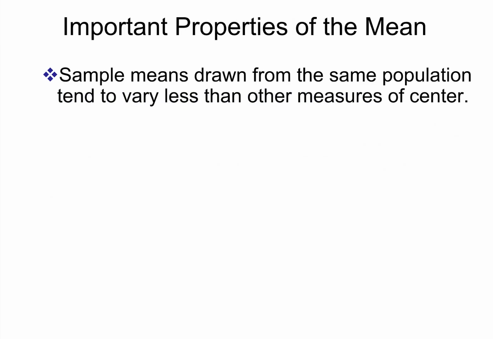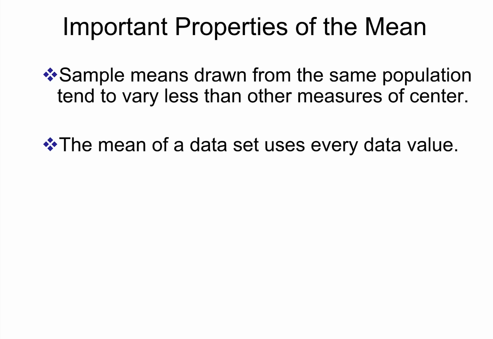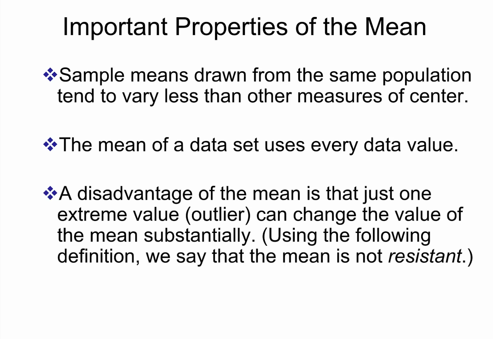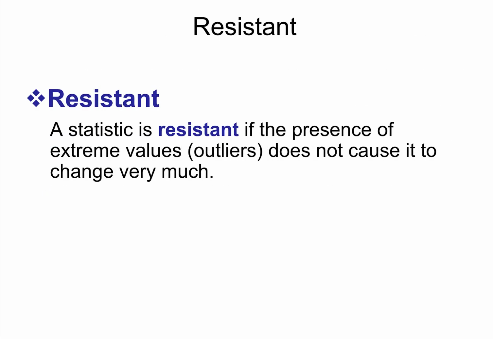Important properties of the mean. Sample means drawn from the same population tend to vary less than other measures of center. The mean of a data set uses every data value. A disadvantage of the mean is that just one extreme value, called an outlier, can change the value of the mean substantially. Using the following definition, we say the mean is not resistant.